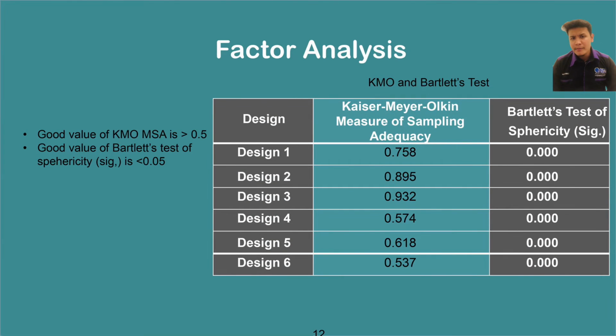This is the KMO and Bartlett test. The criteria of the KMO and Bartlett test for a good value are as follows. The KMO measure of sampling adequacy must be more than 0.5. The good value of the Bartlett test of sphericity must be less than 0.05.